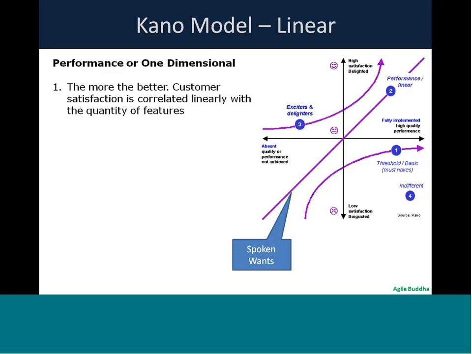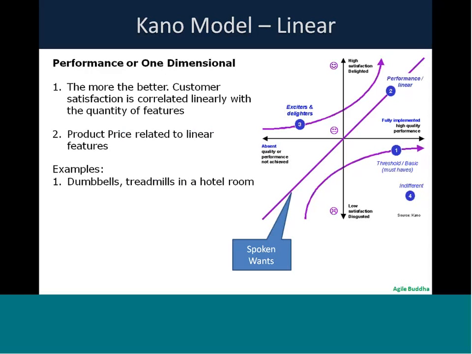Now, one of the key things we have seen is the product price is also related to the number of linear features present in the product. Some examples: you enter the hotel room and you see a treadmill. Definitely you are more satisfied. Wow, I can really do my exercises within my hotel room. That increases your satisfaction. Or you have a phone which is very light, which you can start really fast, really quick. That really increases your satisfaction.